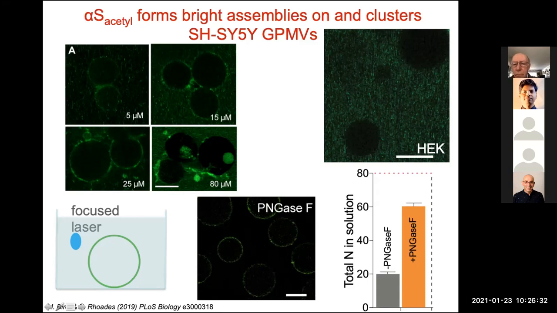So if you want to contrast the alpha-synuclein binding to these PNGase F treated vesicles compared to those that were not treated, and the quantification over here. The fact that we have more synuclein left in solution means that we have less of it bound, but you can even see that by eye, right? We don't see any clustering of the vesicles. We see weaker binding. We see that it's more uniformly bound to these vesicles.